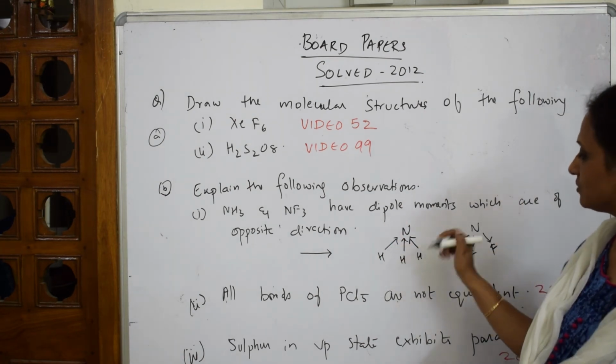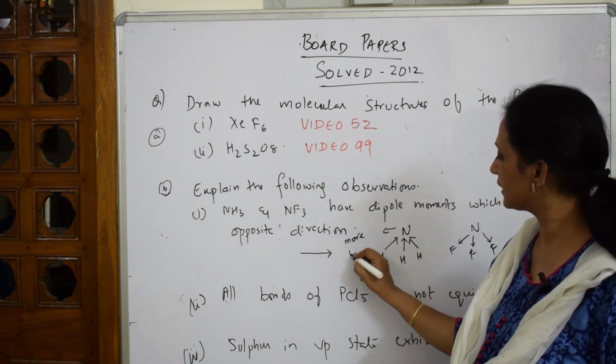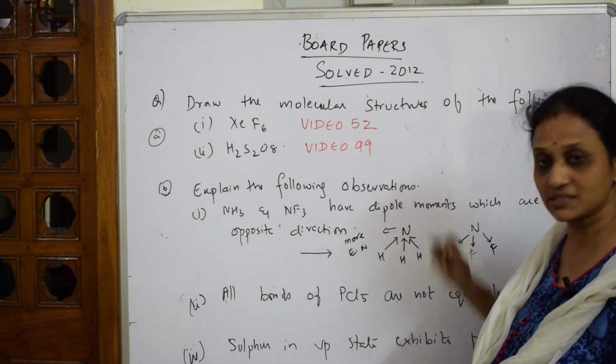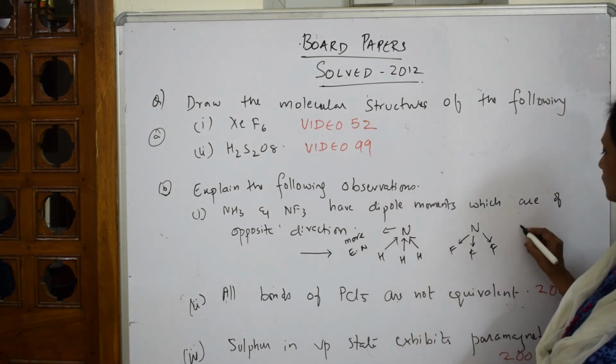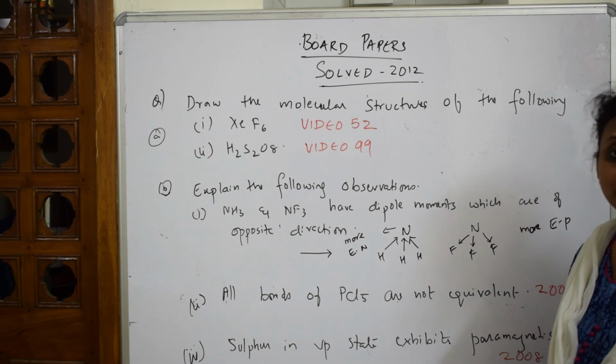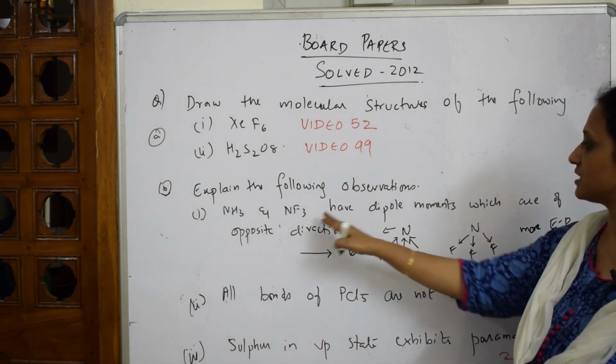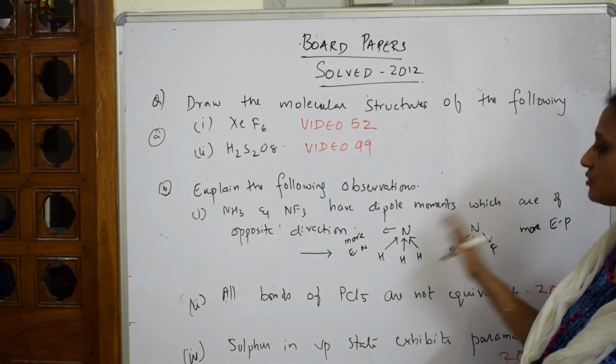So just write down, this is more electronegative, hence it drags the electron density. This is more electropositive, so this goes down. Done. So because of this, the dipoles are in opposite directions. That's why they have dipole moments which are of opposite direction.